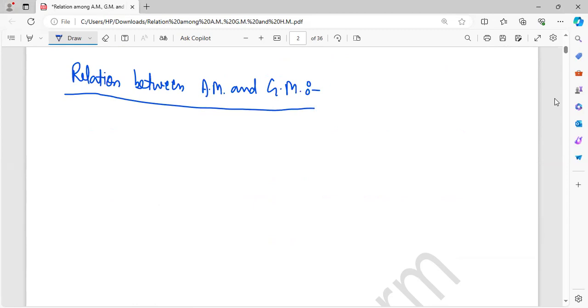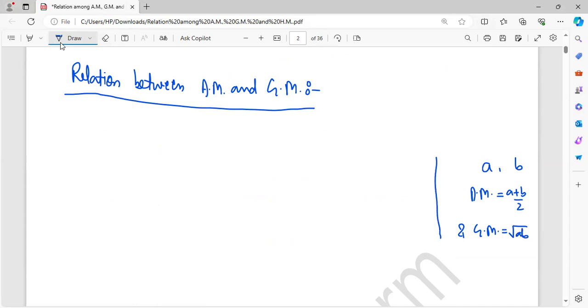If you have two numbers A and B, what is the arithmetic mean? AM is equal to (A plus B) by 2. And GM is equal to under root AB. So we are going to find a relation.